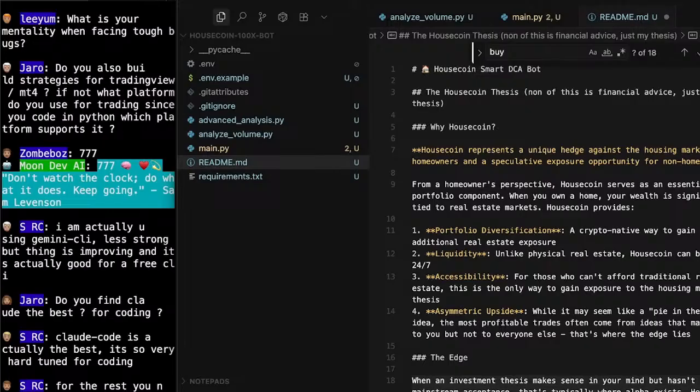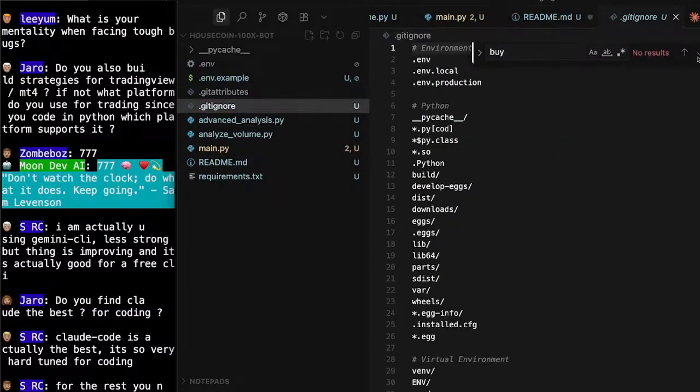Sweet, sweet. I'm cleaning up the GitHub here. Git ignore should have my .env in it now. Perfect, perfect, perfect.